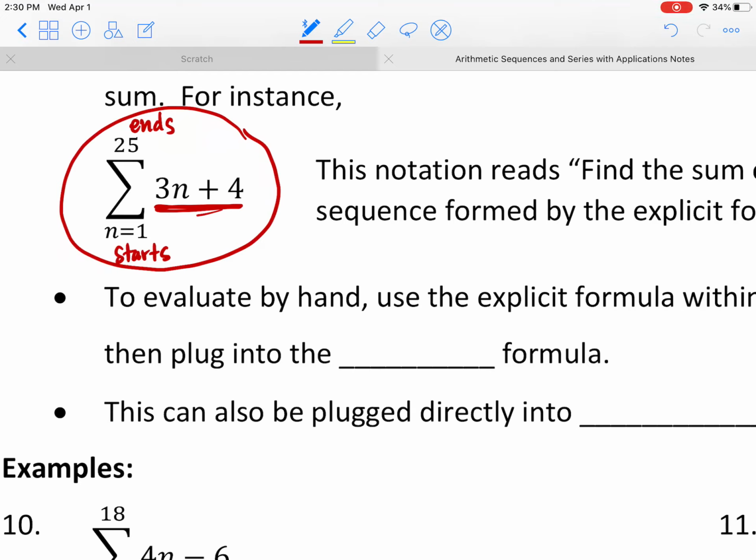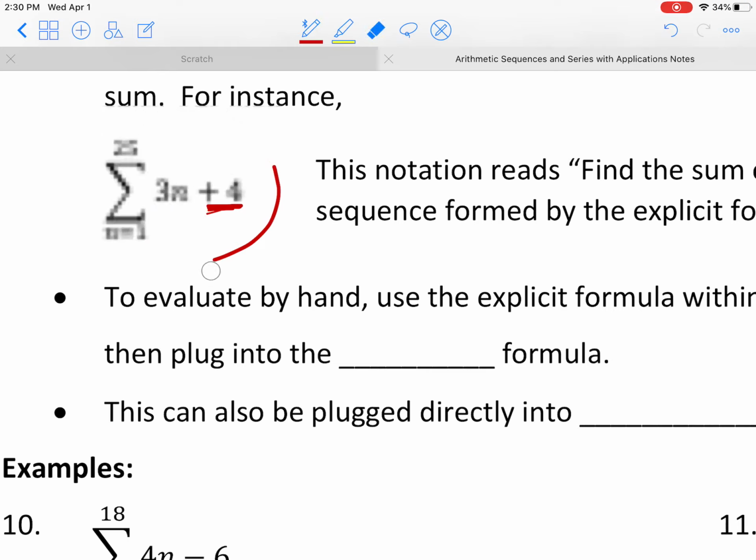So this is saying find the sum of the sequence formed by 3n plus 4 as the explicit rule. So find the sum of the sequence where this is the rule, and it starts at the first term and ends at the 25th term. So we're looking for the sum of 25 terms formed by that particular rule.